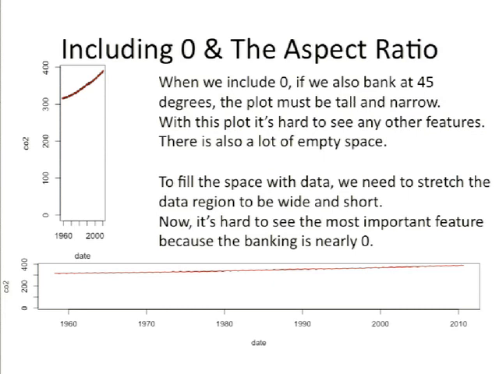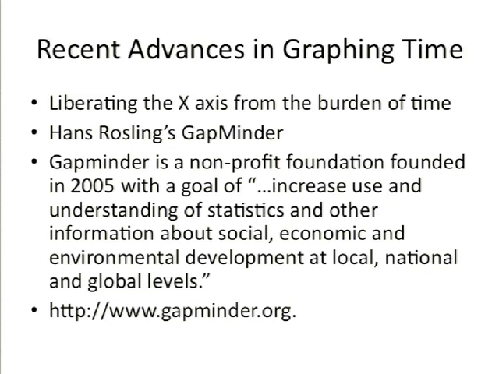Okay? So I started talking to you at the beginning of the semester saying there have been tremendous changes in statistics in the past 10, 20 years, a lot having to do with the advances in computing. Some of those you're struggling with right now for your second homework assignment. And one that's come up just in the past 5 years or so is Gapminder, which was developed by Hans Rosling, a professor in Sweden. And essentially what he says that he wants to do is liberate the x-axis from the burden of time.